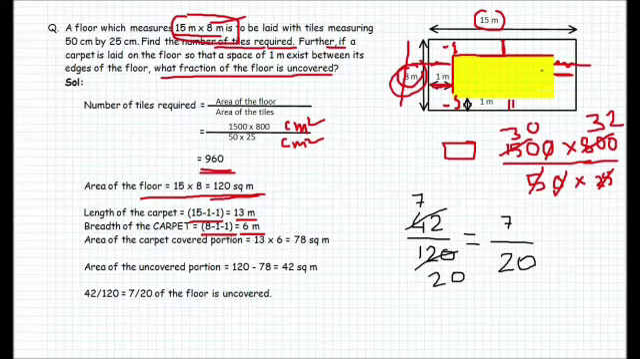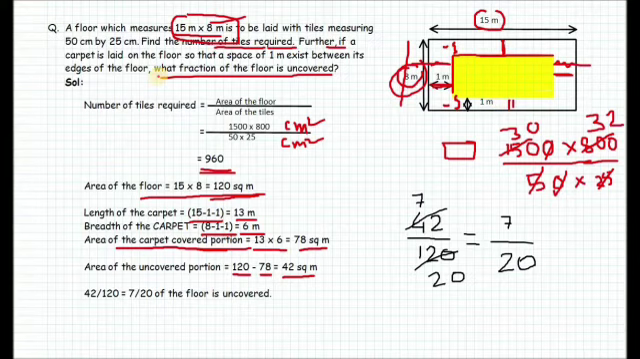Now that means we have got the area of this carpet. The area that the carpet is covering is what? 13 into 6, that is 78 square meter, right? Now area of the uncovered portion. From the total area, if you subtract the area covered, you get the area uncovered. So from the total area, that is 120, if you subtract 78, the covered area, you will get the uncovered area, that is 42 square meter.